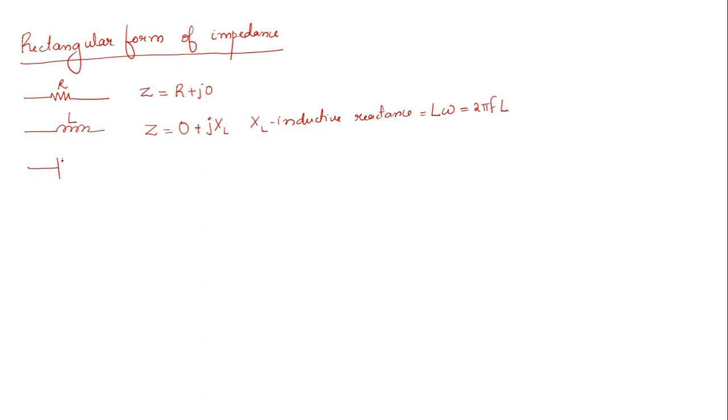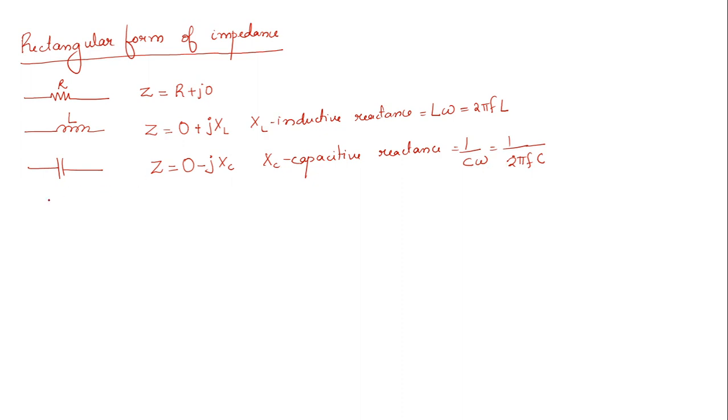Next, we are going to study how to represent a capacitor. Then Z will be equal to 0 minus jXC, where XC is the capacitive reactance, which is equal to 1 by C omega. You can also write this as 1 by 2 pi f into C, where 2 pi f is actually omega itself.